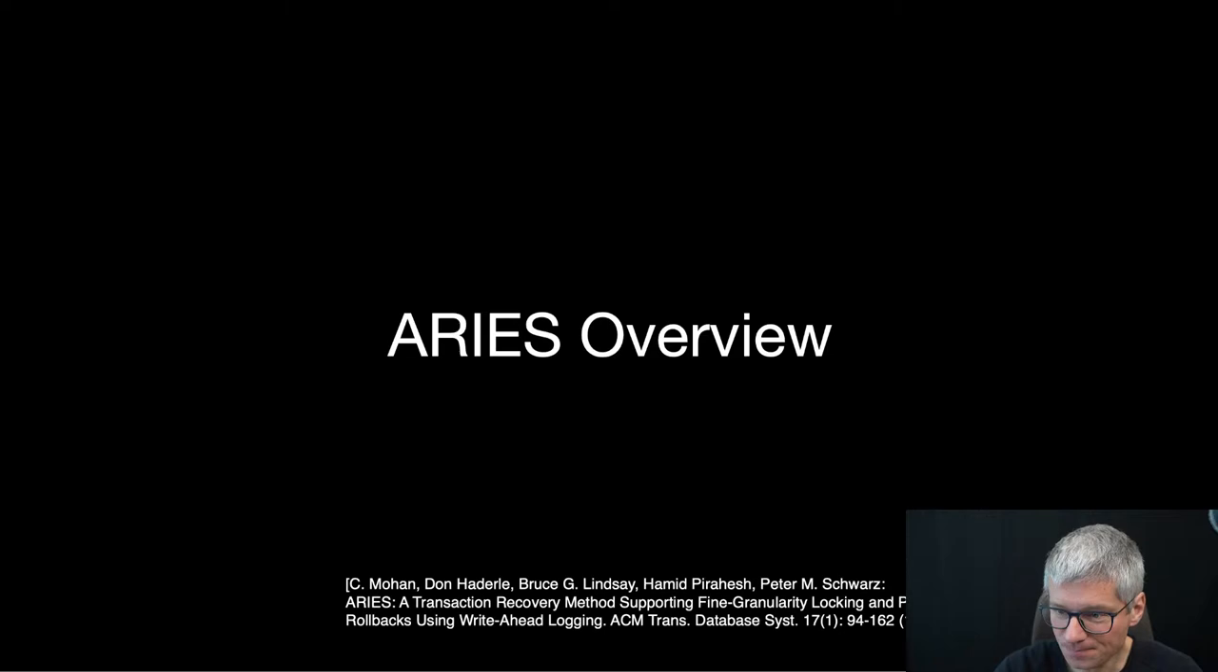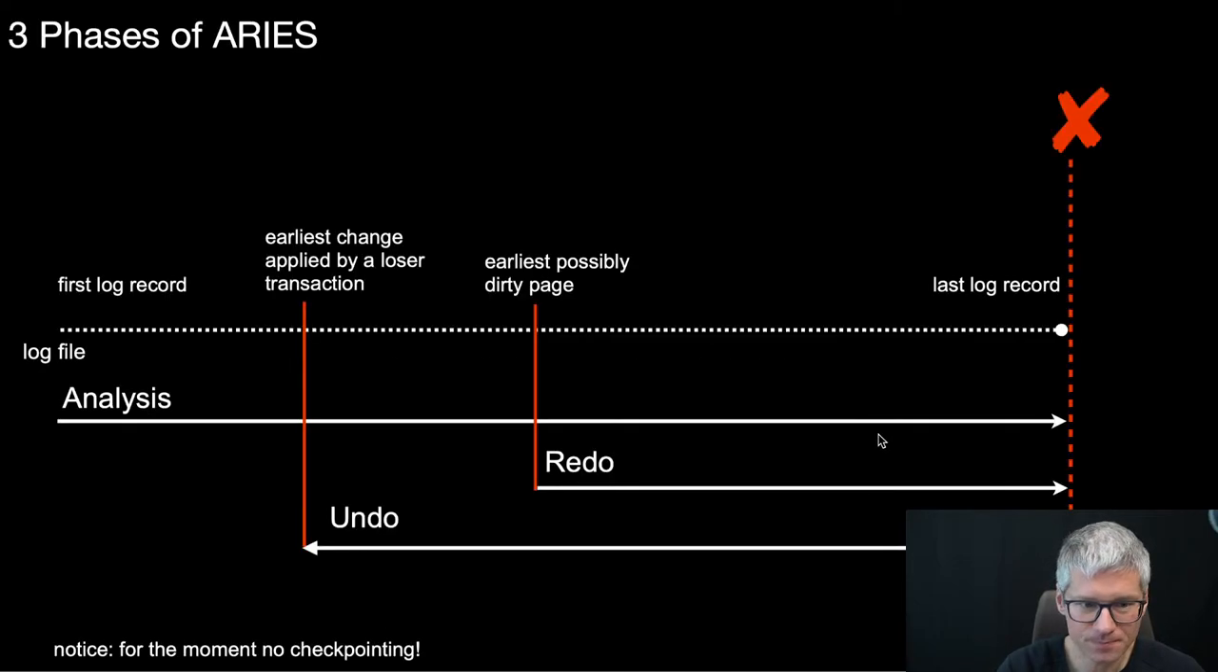Okay, let's continue. So, what is ARIES? The algorithm has three phases we'll be looking at in detail. The analysis, the redo, and the undo phase. And we'll see different variants of this graphic in the following. It processes the log file from oldest to youngest. So that is the log file here, the dotted line. That's where it started. That has the first log record. It processes it somehow. And then here's the last log record.